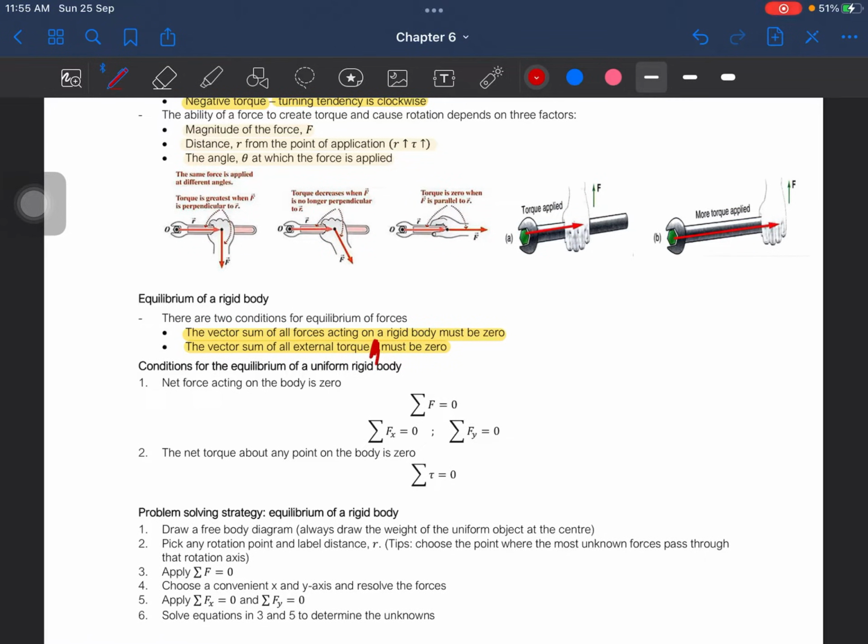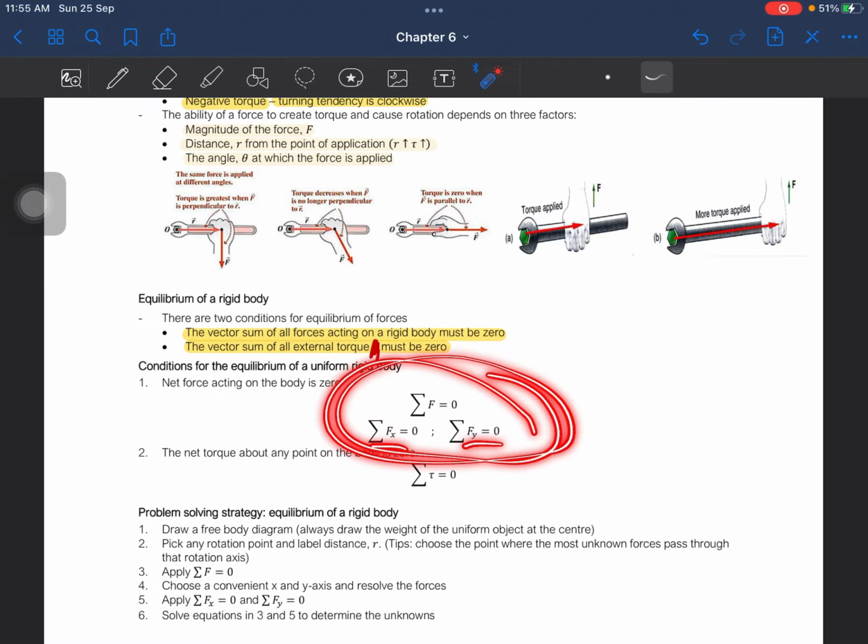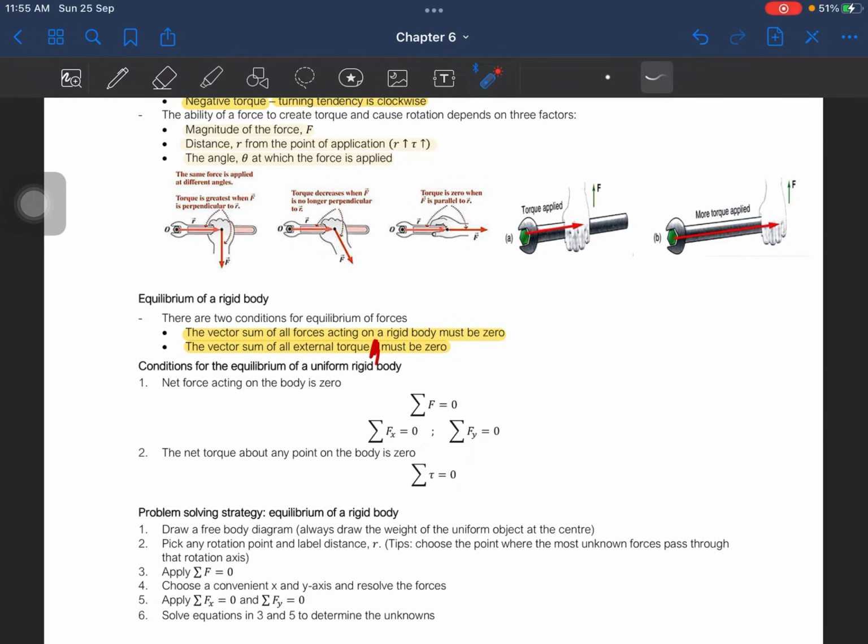Okay, so the conditions for the equilibrium of a uniform rigid body: the net force acting on the body is 0. So the x and y components must be 0, it does not move. Secondly, the net torque about any point of the body is 0. So the total summation of torque equals 0.